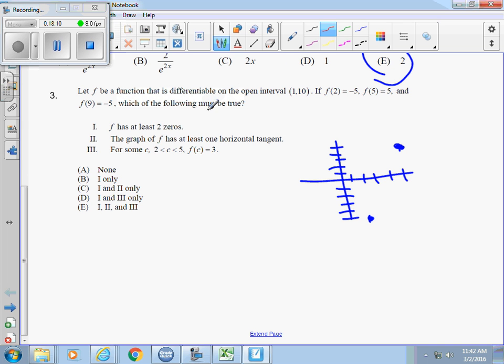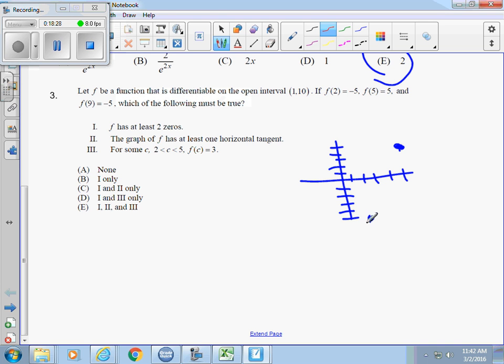Okay, we have a differentiable function. What does it mean if a function's differentiable? Doesn't ever break, and it's smooth, right? So it is continuous, and it's a smooth curve. There's no sharp corners or anything like that.